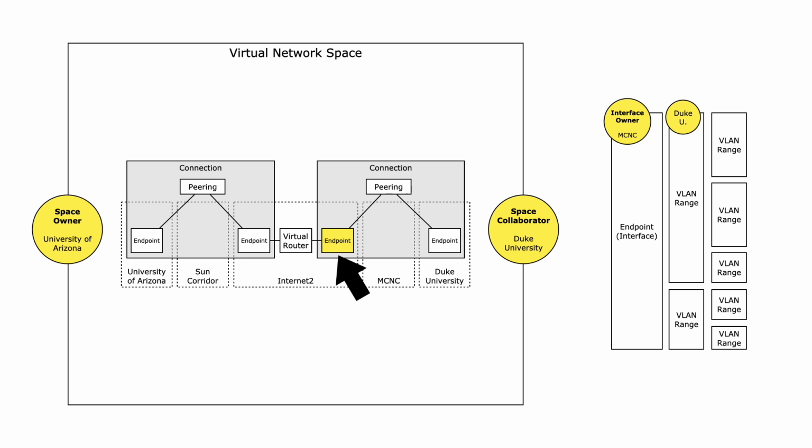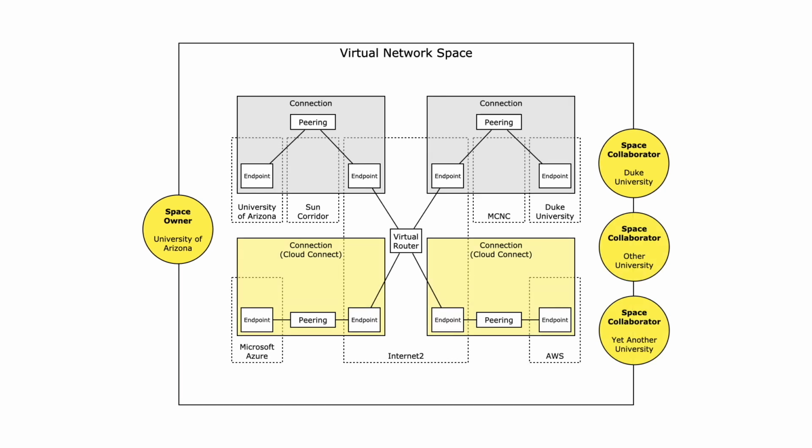Let's see what it would look like to have multiple connections and multiple space collaborators, all possible in Insight Console. In this example, we've added 2 new connections, a Cloud Connect connection, which adds Microsoft Azure to this virtual network, and AWS, just for the sake of this example. We're also demonstrating here that there can be multiple space collaborators within a virtual network space. Each space collaborator has permission to manage all of the virtual network resources represented within the space.